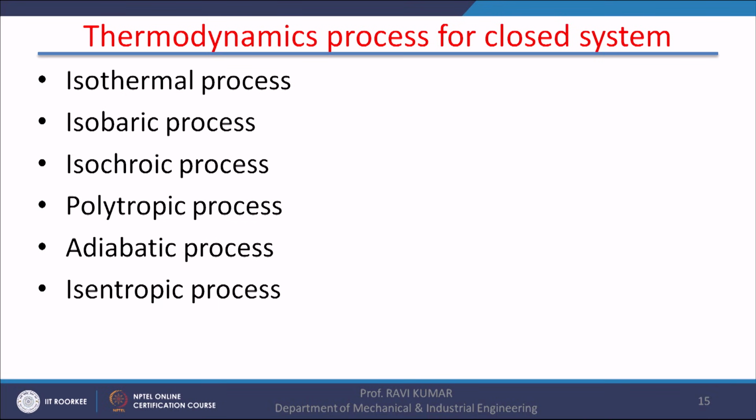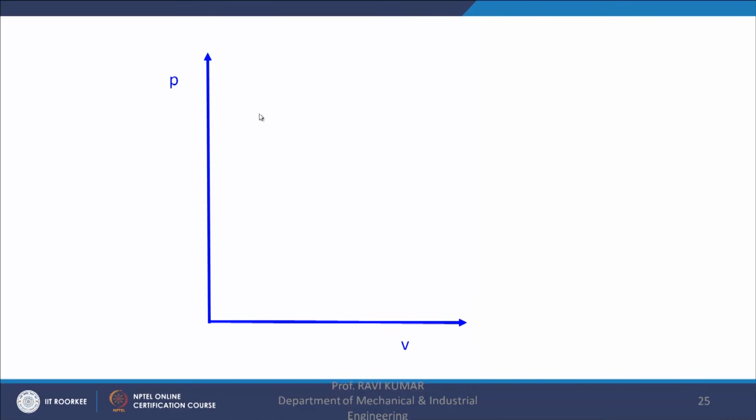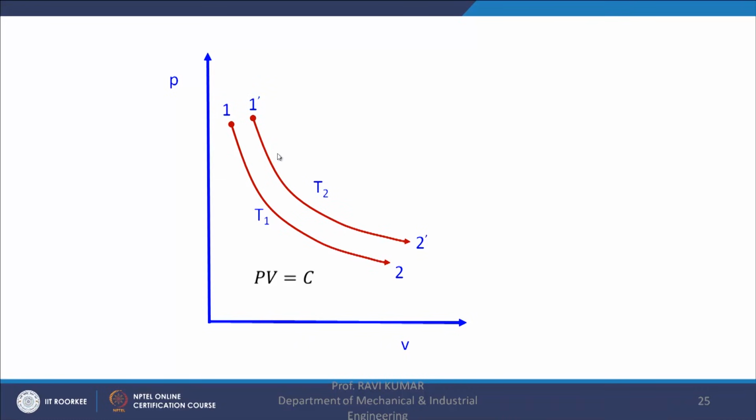Now, for closed systems there are certain thermodynamic processes. One is the isothermal process. In an isothermal process, the temperature remains constant. If you draw a PV diagram of an isothermal process, it is going to be like this. It is a hyperbola. Temperature is constant. Now, if we increase the temperature, we will get another curve, and this curve will be parallel to this curve. These two lines will not cut each other.